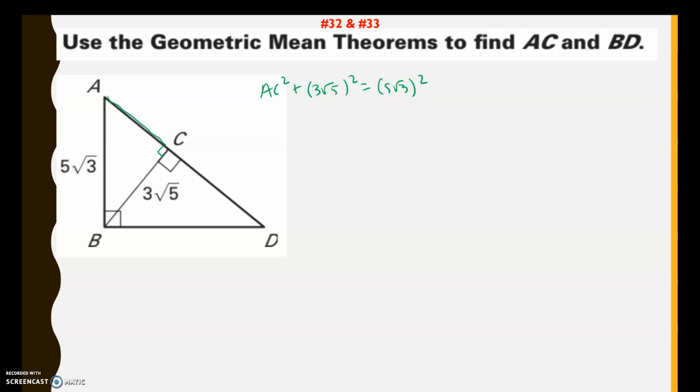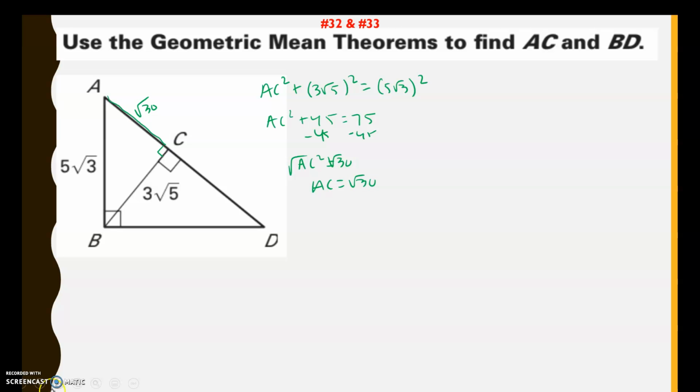3 rad 5 squared, so I'm going to do 3 times 3, which is 9. 9 times 5, I'm going to get 45. So I have AC squared plus 45 is equal to 5 times 5 is 25 times 3, and I get 75. Subtracting 45 from both sides, I get AC squared is equal to 30, which means AC is equal to rad 30. So this guy right here is going to be rad 30.